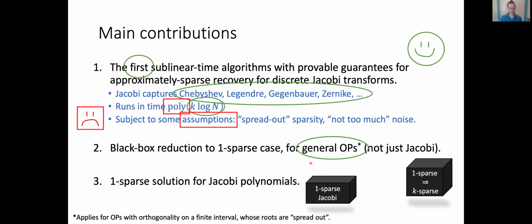Another positive thing is that this sort of black box reduction to the one sparse case works for general orthogonal polynomial families, subject to a few restrictions. So if you have your favorite orthogonal polynomial family, just come up with a one sparse solver for it and it'll work.